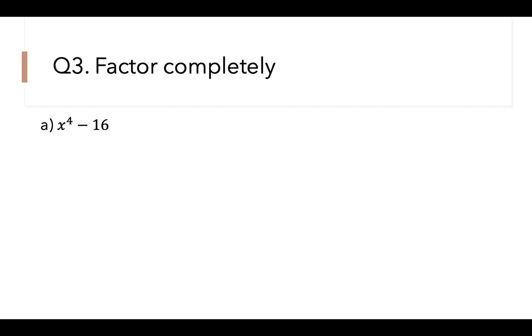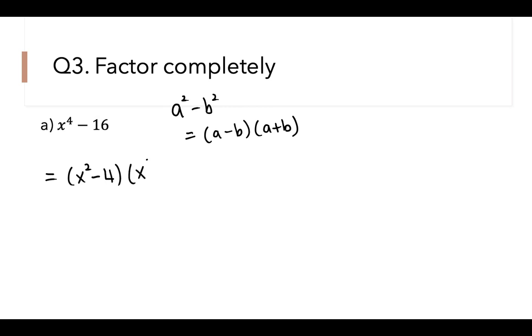Both of them look like I could do a difference of squares. It's like a squared minus b squared. As long as the exponent is an even number, you could apply the difference of squares scenario. So in this case, I will be square rooting x to the 4, so it's x squared minus 4, right? The square root of 16 is 4, and then x squared plus 4.